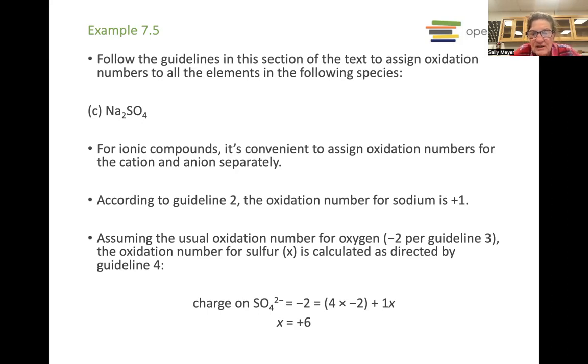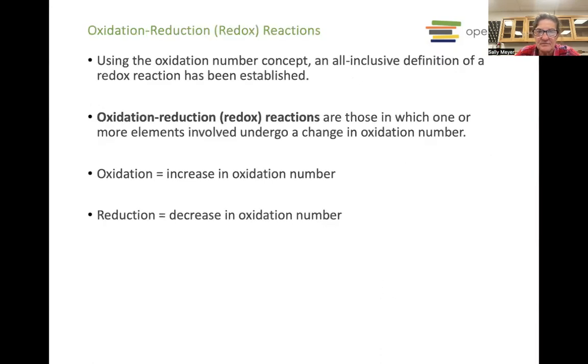Once you assign the oxidation number for sodium, now we can look at the anion separately. So we had 2 Na+ cations combined with 1 SO4 2- anion. So the charge on that whole SO4 has to add up to 2-. And if you have 4 oxygens each at -2, that's -8. So sulfur has to add up with that to give -2. So the sulfur oxidation number has to be +6.